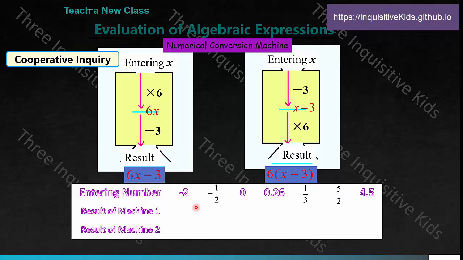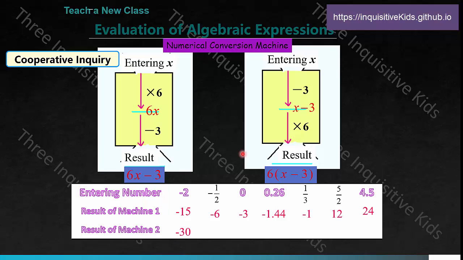Alright, all we really had to do was plug these values in the place of x in each of these machines. So the first one was -15. And remember, check your answers. -6, -3, -1.44, -1, 12, and 24.